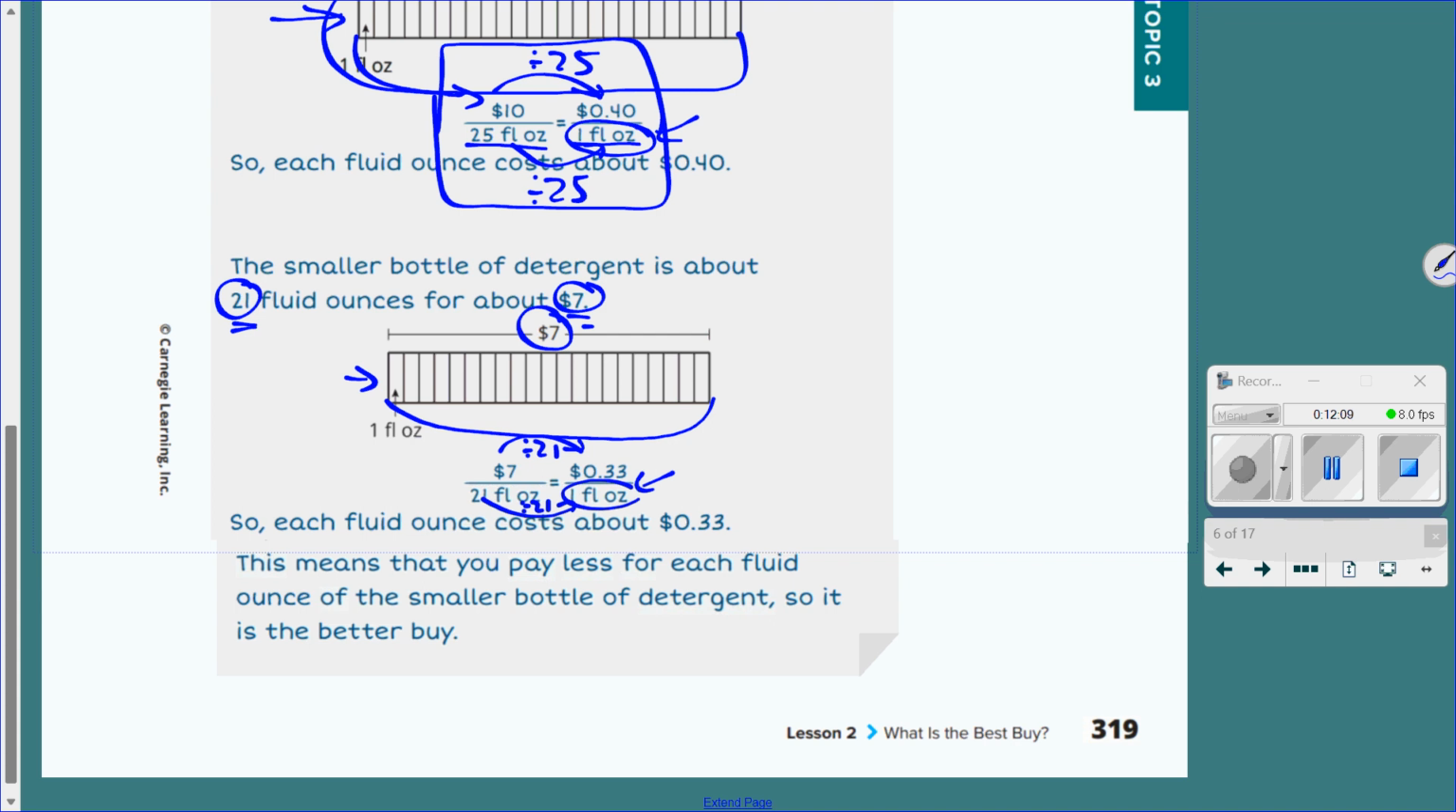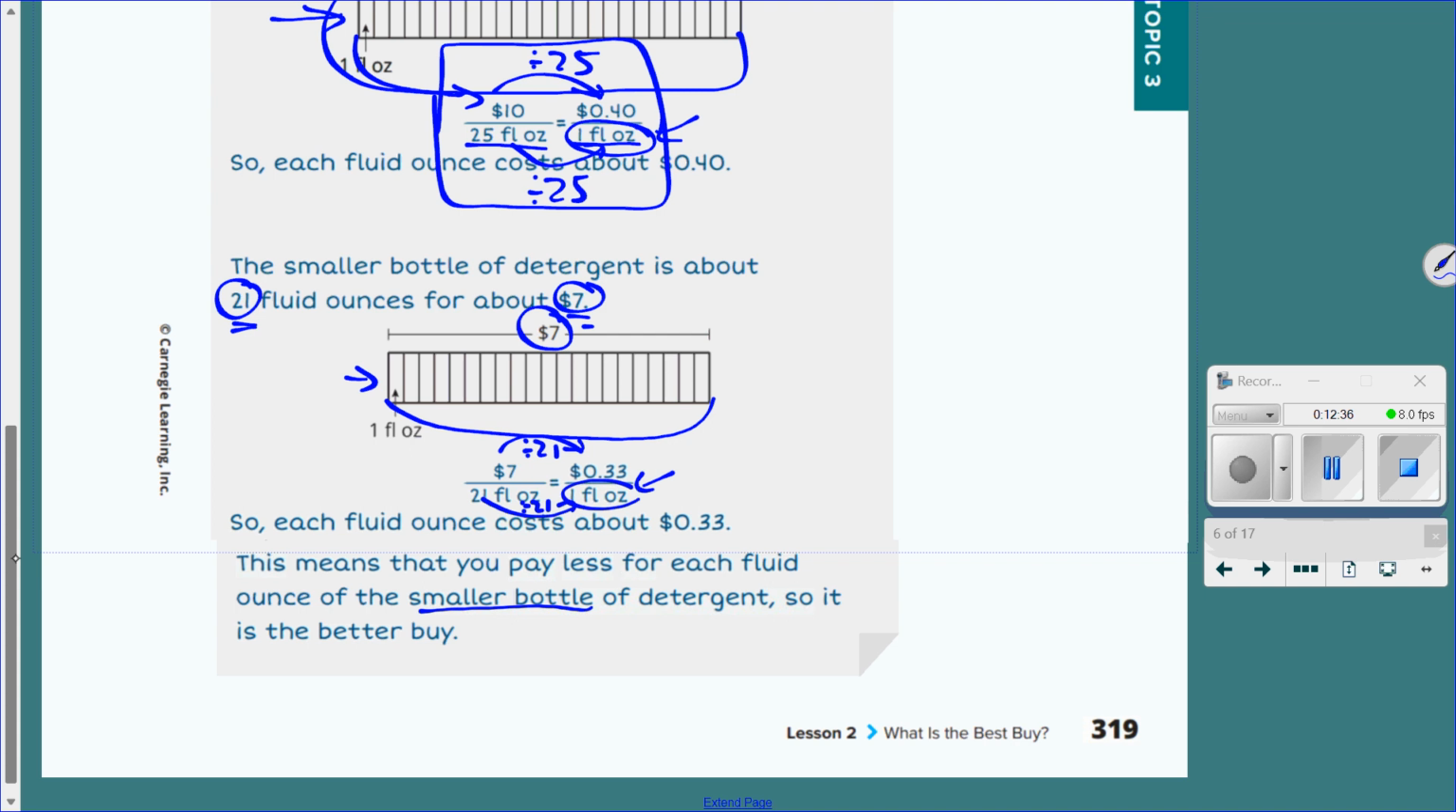So her reasoning is, well, I pay 40 cents per fluid ounce for the larger bottle, or 33 cents per fluid ounce for the smaller bottle. So would you rather pay 33 cents or 40 cents? 33 is a better deal, yes? So everybody understand that? So she says the smaller bottle is the better deal because I get a fluid ounce for less money.